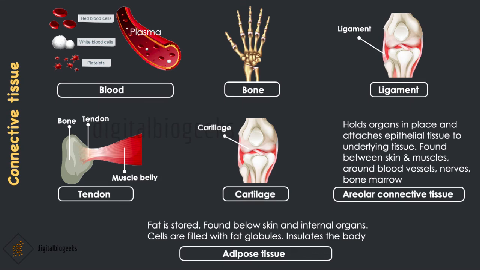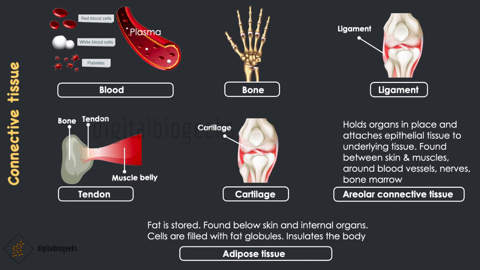Now let's learn about bone. It forms the framework, that is the skeleton that supports the body. It supports the muscles and the main organs in our body, like the heart and lungs, which are inside the rib cage, and the brain, which is inside the cranium.